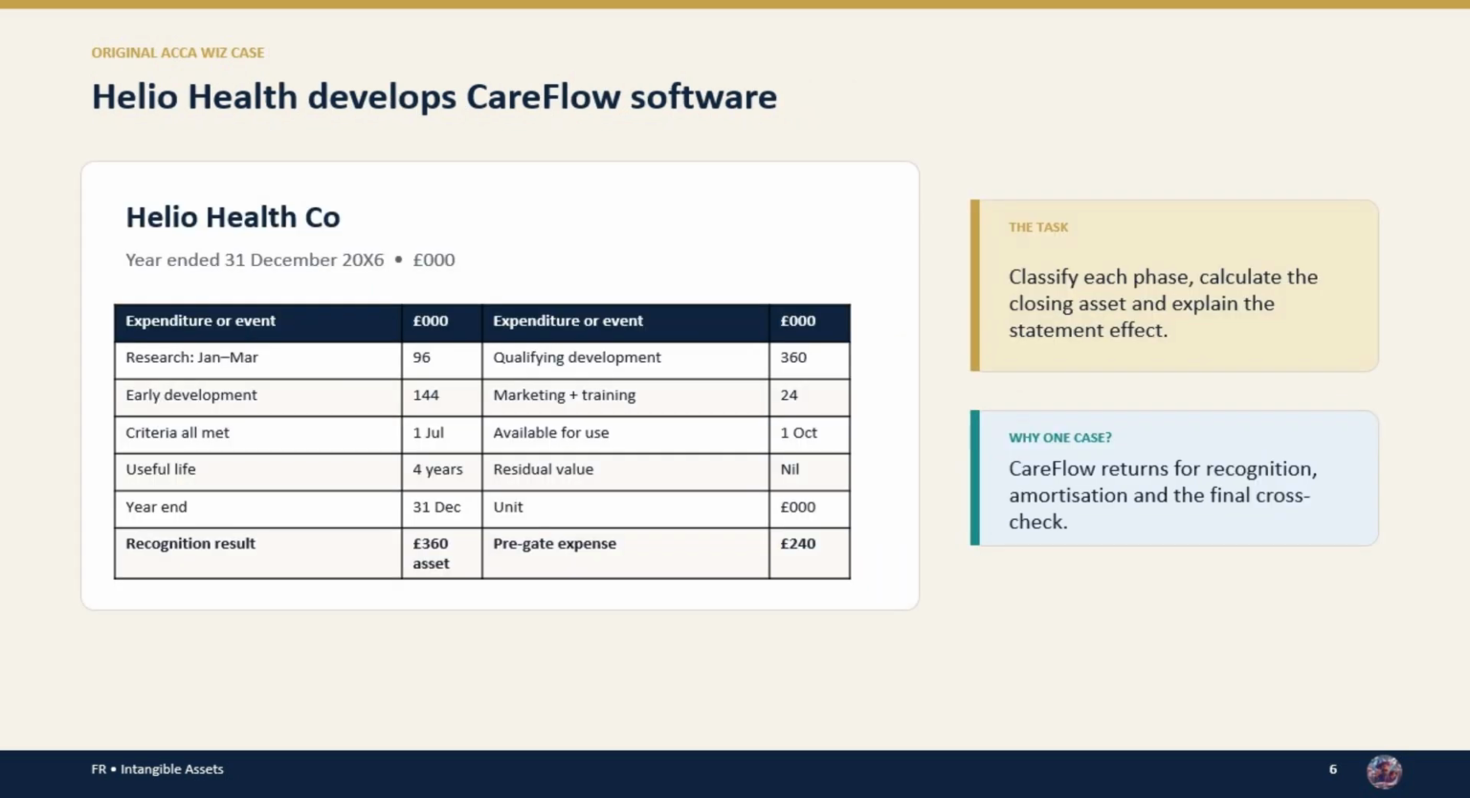Alio Health is developing K-Flow, a scheduling platform, for the year ended the 31st of December 20x6. Figures are in thousands of pounds. Research from January to March costs 96. Early development from April to June costs 144, but the final recognition criterion is not demonstrated until the 1st of July. Qualifying development from July to September costs 360. The software is available for use on the 1st of October, has a 4-year useful life and no residual value. Launch marketing and staff training cost 24. Classify each phase before calculating.